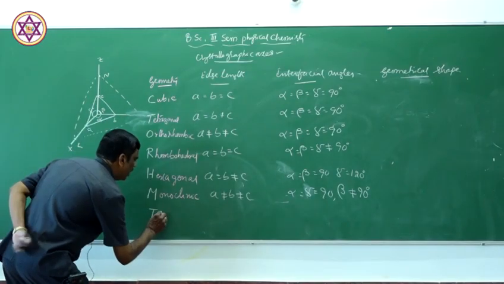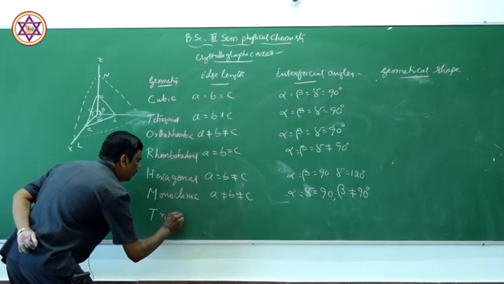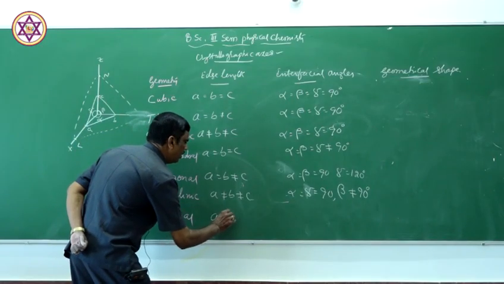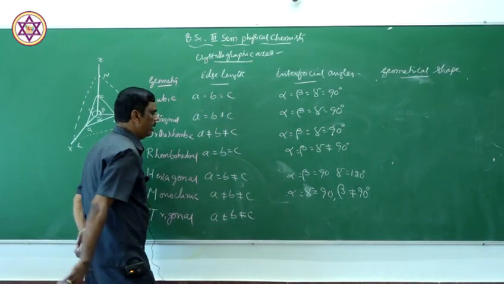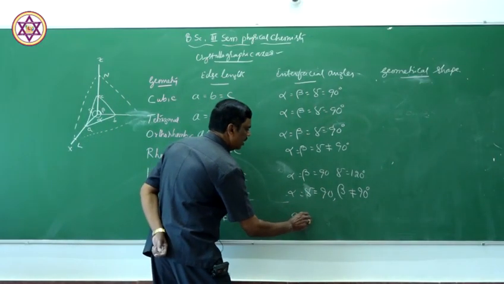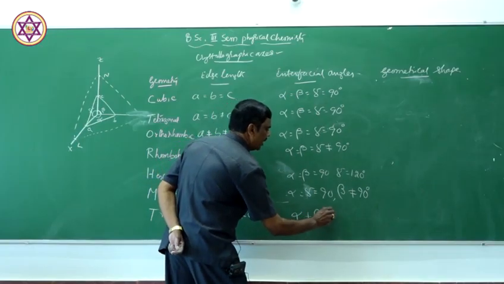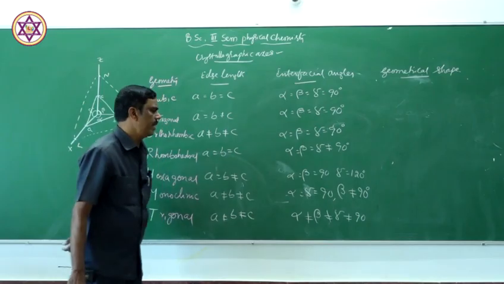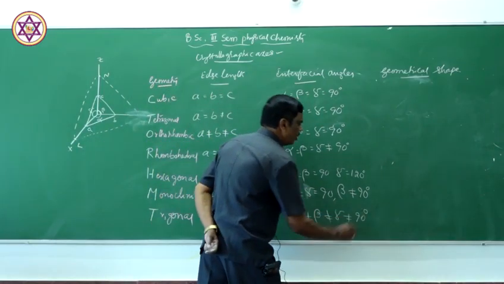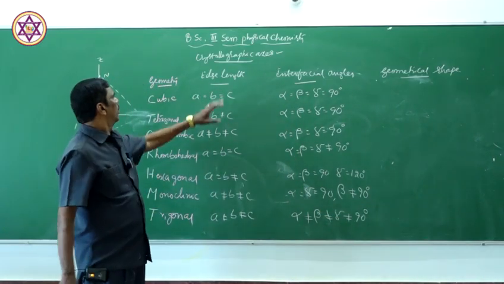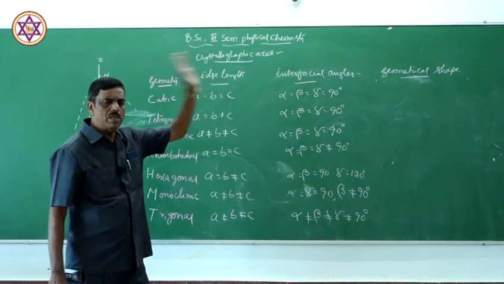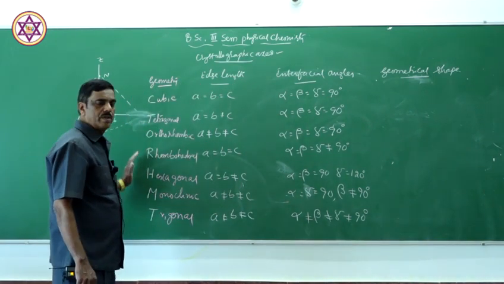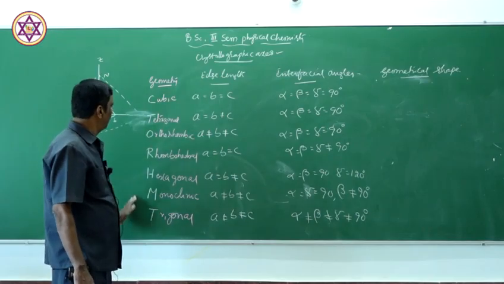Another one is trigonal shape. In this trigonal shape, A is not equal to B, not equal to C, and alpha is not equal to beta, not equal to gamma, not equal to 90. All of them are not 90. So this is the relationship. Therefore, basically all the geometrical shapes are classified into 7 types.